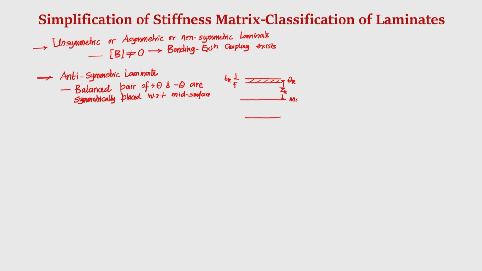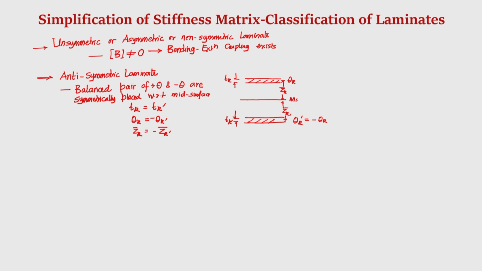Then there is a layer below the mid surface at the same distance, say z k prime bar, but this is minus. So, theta k prime is equal to minus theta k and its thickness is the same. So, this is antisymmetric. T k is equal to T k prime, theta k is equal to minus theta k prime and z k bar is equal to minus z k prime bar. So, this is antisymmetric.